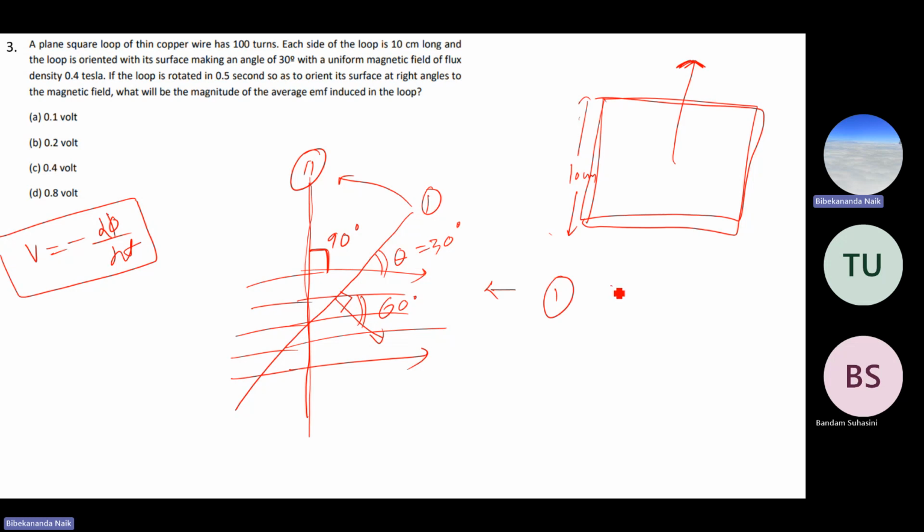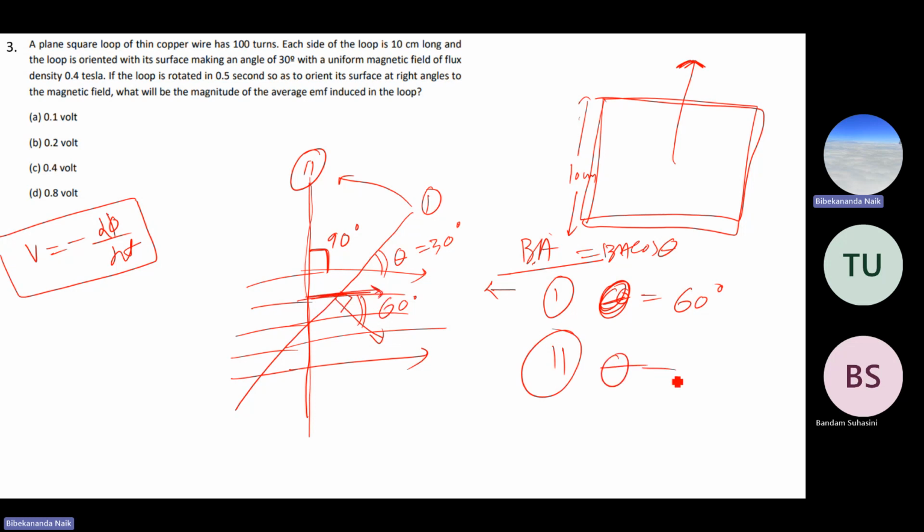So initially, the flux is B dot A vector, that is BA cos theta. For the first case, when the angle is 30 degree between the magnetic field and the surface, since the area vector is perpendicular to the surface, the angle between the magnetic field and the area vector will be 60 degree. And in the second case, when it is perpendicular, the area vector will be along the direction of the magnetic field, so theta will be 0 degree. This is the most important part of this question.